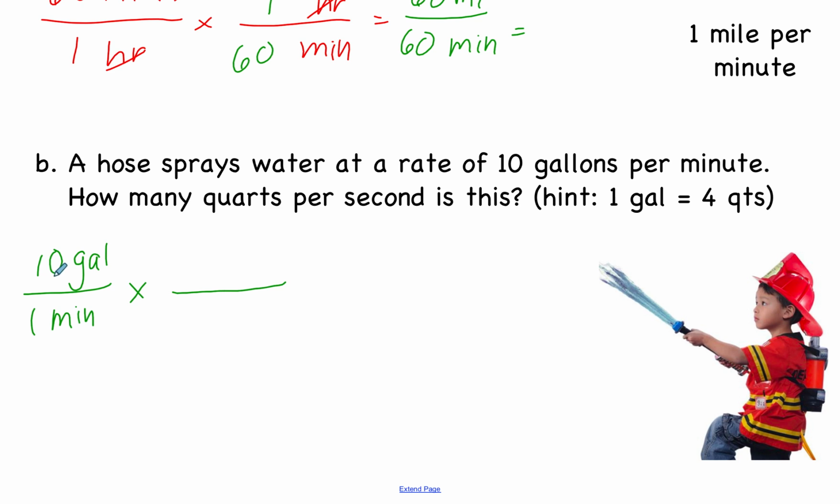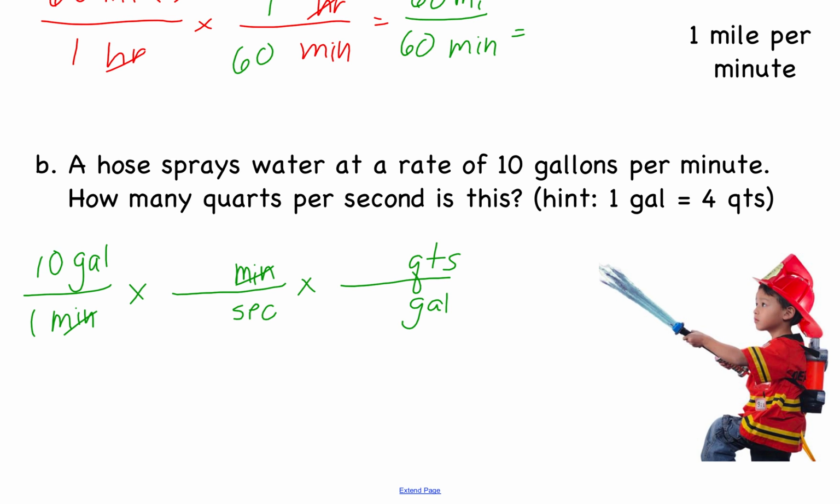So my first conversion, I'll go ahead and convert my minutes to seconds. Okay, notice I put the minutes diagonal so that they'll cancel, and I'll fill in the numbers in a second. And then a second conversion, I need gallons, so I'm going to put gallons on the bottom, and I need quarts on the top, right? So let's go ahead and fill in our conversions. How do we relate minutes and seconds? Well, every 1 minute is 60 seconds, and over here I give you the conversion. Every 1 gallon is 4 quarts.